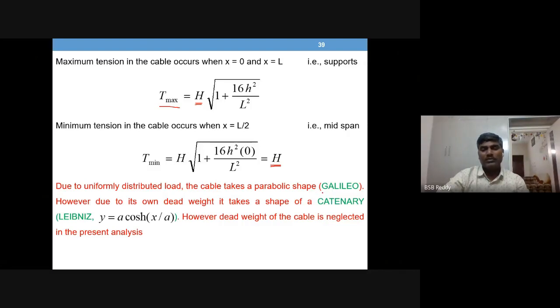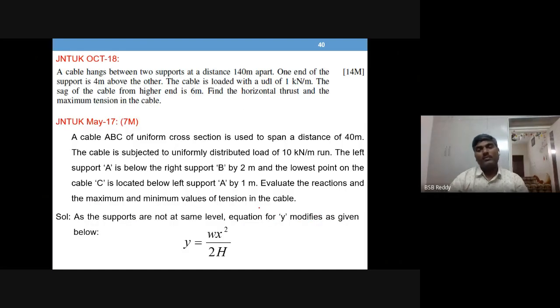Similarly, the shape of the cable when you apply UDL along the span of the cable is a parabola. Whereas when you consider its own weight, which means UDL along the cable length, the deflected shape that you get is a catenary. That was even derived by Leibniz, and the equation for finding the sag or dip value is y equals a cosh x by a. That is the discussion that we had in the last class.